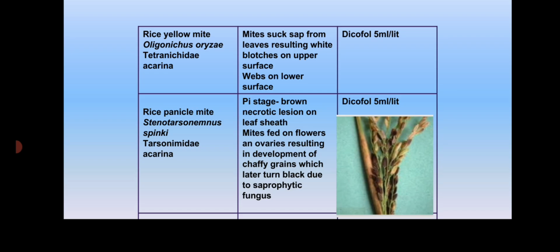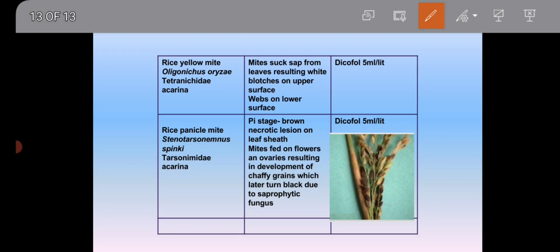So at the panicle initiation stage, you can see brown necrotic lesion on the leaf sheath at first. Later, once the panicle initiation has occurred, these mites will feed on the flowers and ovaries, resulting in the development of chaffy grains. So here also you can see chaffy grain symptom. Later these grains will turn black. You can see here, due to the saprophytic fungus.